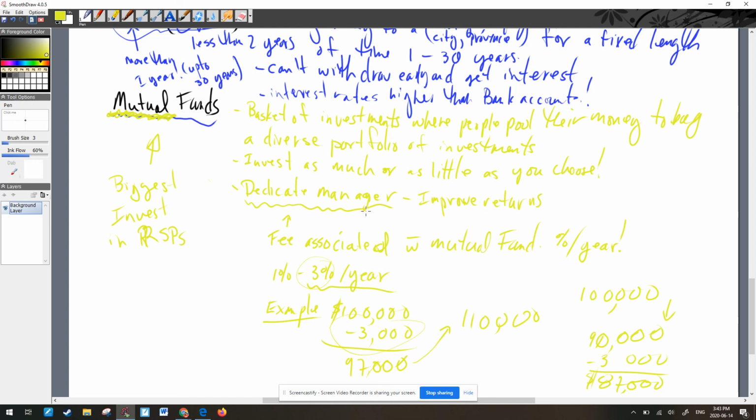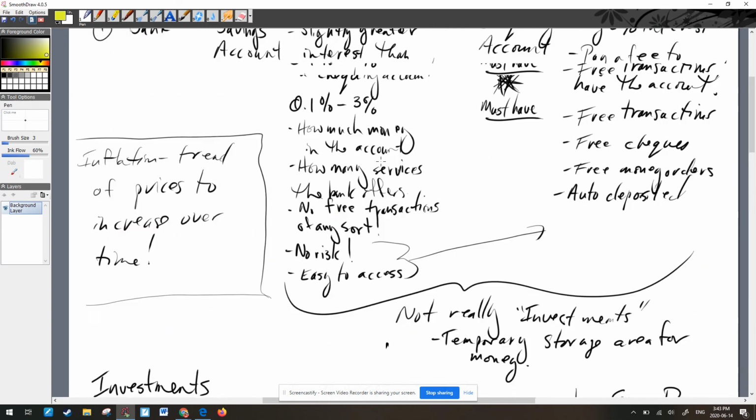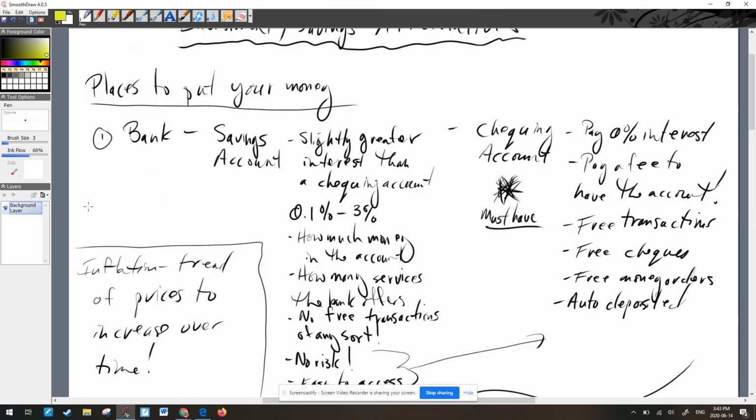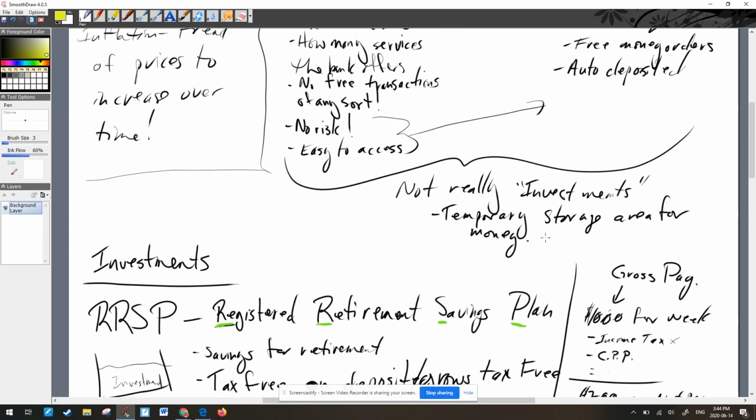Okay? So, ladies and gentlemen, that is simply scratching the surface of investments, but I want you to have an idea of what is going on. So let's recap really, really quickly. You have banks, checking accounts and savings accounts, but generally speaking, you don't want to leave a lot of money sitting in a bank for a long length of time because it's shrinking because of inflation. Inflation is what means prices are going up year over year. So they're not really investments, they're just a temporary place to put your money.